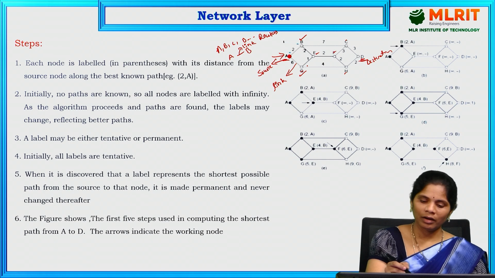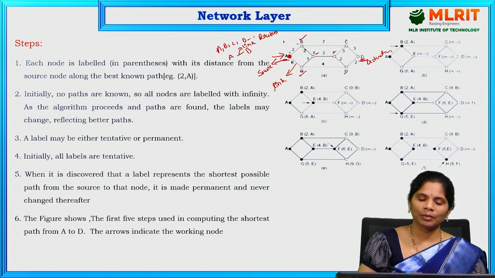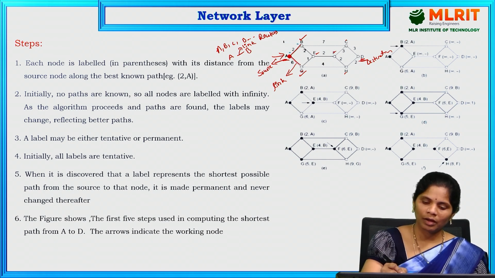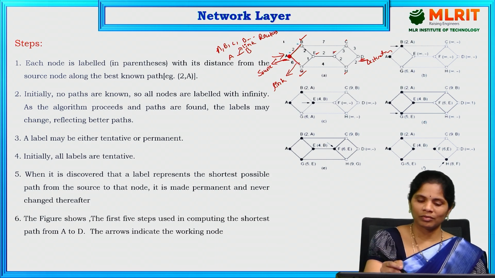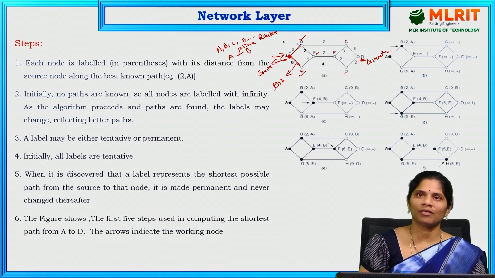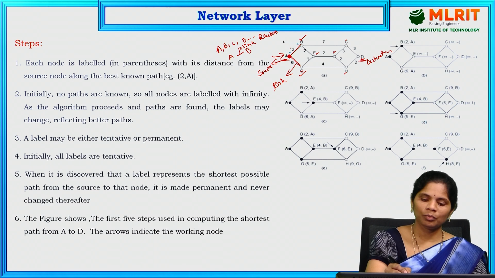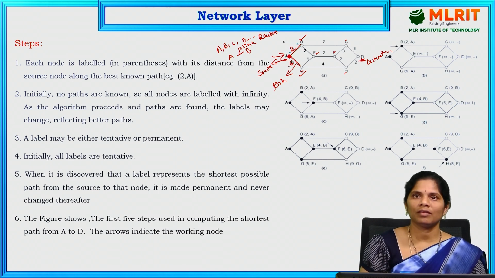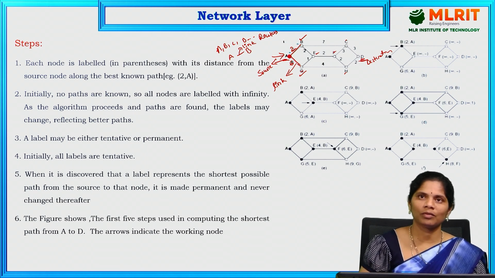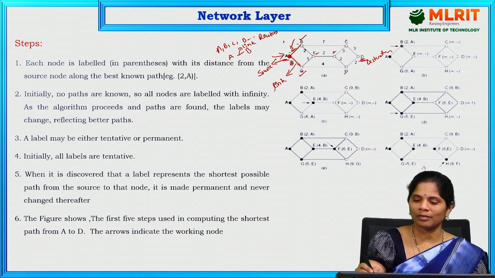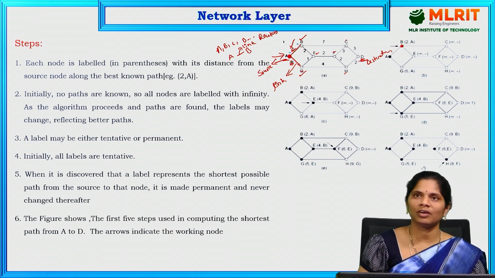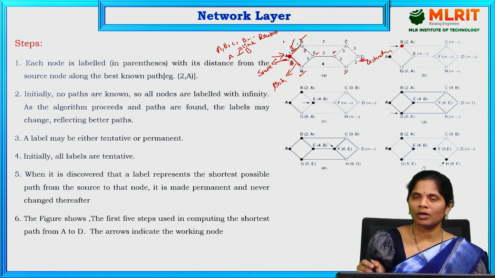So here, the neighboring nodes of A are B and C. These two are the neighboring nodes of A. The cost of A to B is 2. The cost of A to C is 6. Yes or no? In that we have to select the shortest distance, the shortest path. Which one is the shortest from 2 and 6? 2 is the shortest one. So we selected 2 as the next node. That is the visited node. From A we are going with 2.